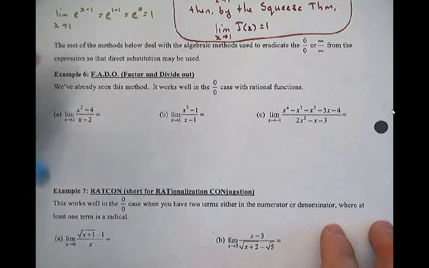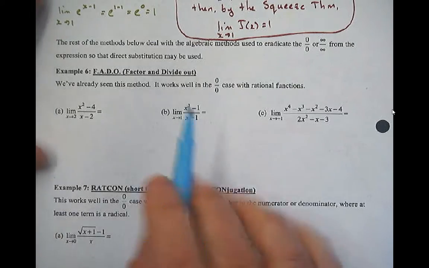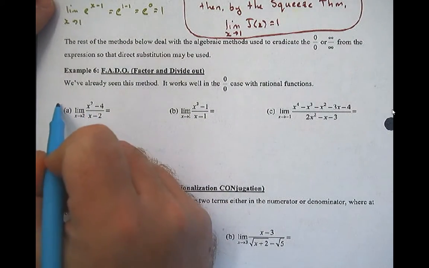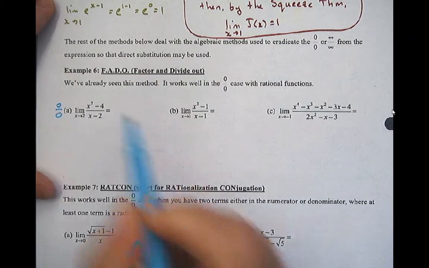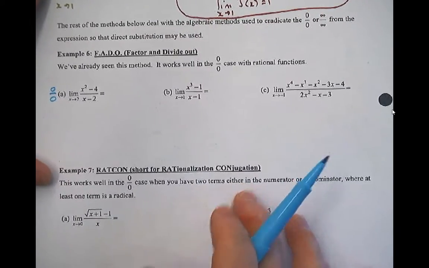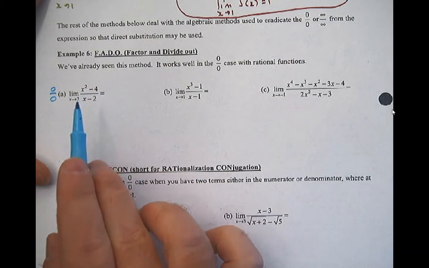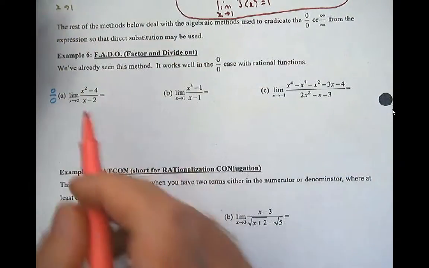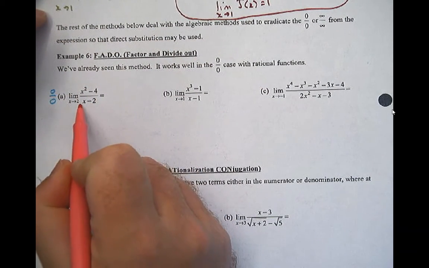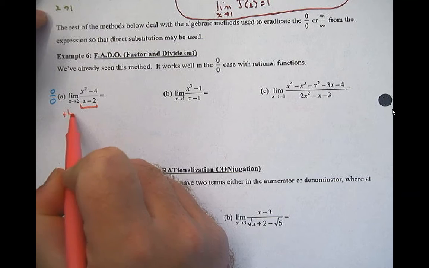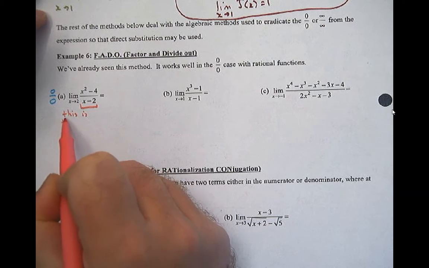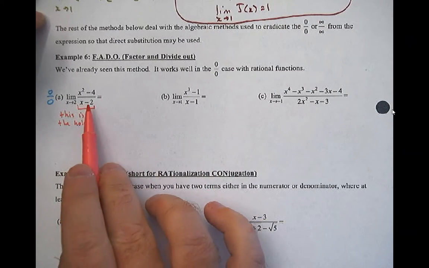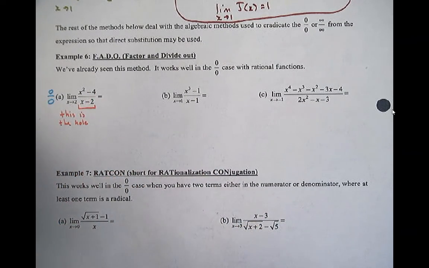Now, I'll give you a hint on these. First of all, never not first, plug in. So 2 squared is 4, 4 minus 4 is 0, 2 minus 2 is 0. So I know I've got a hole here. Now, this one you could probably just factor and go from there. But what I want to point out is this is the hole. We know that's the hole because when we plug in 2, that's what causes the 0 on the top and the 0 on the bottom.